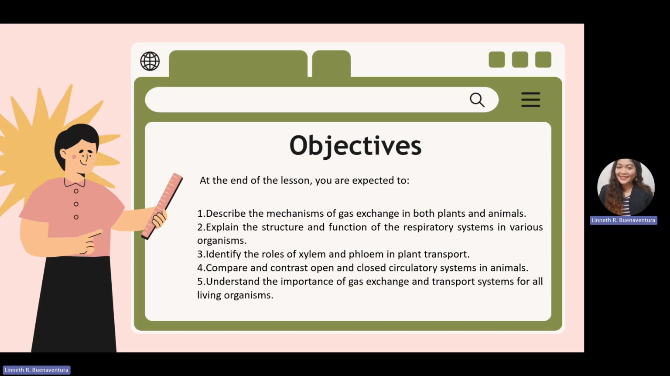At the end of the lesson, you are expected to first describe the mechanism of gas exchange in both plants and animals. Second, explain the structure and function of the respiratory system in various organisms. Third, identify the role of xylem and phloem in plant transport. Fourth, compare and contrast open and closed circulatory systems in animals. Fifth, understand the importance of gas exchange and transport systems of all living organisms.